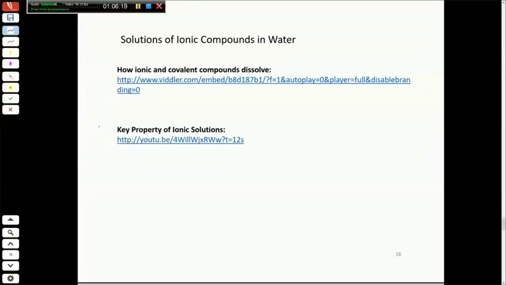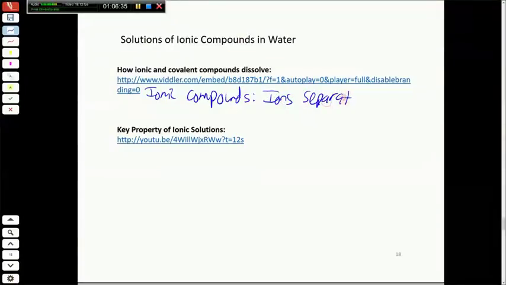So basically when you dissolve an ionic compound in a solution, you separate it into its individual ions. Okay? So that's the key for ionic compounds. The ions separate in solution, so you no longer have the positive and negative ions associated with each other. What you have instead is individual positive and negative ions that are separated and surrounded by the water molecules.